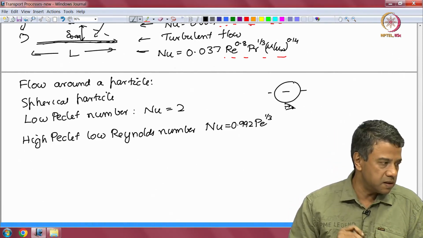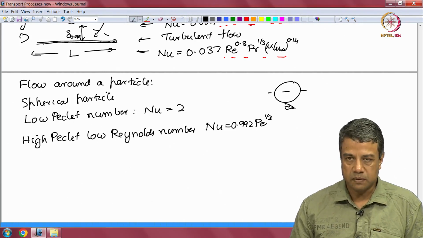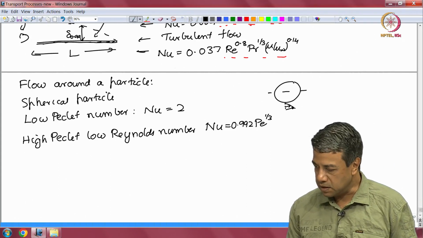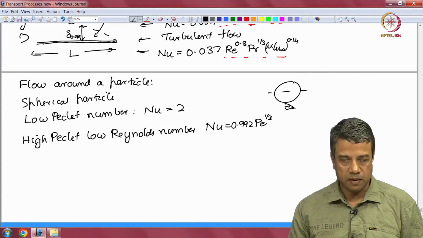As I said, this regime can be realized only in the case of liquids where momentum diffusion is much larger than mass diffusion. It cannot be realized in general in gases because both momentum and mass diffusion are the same.